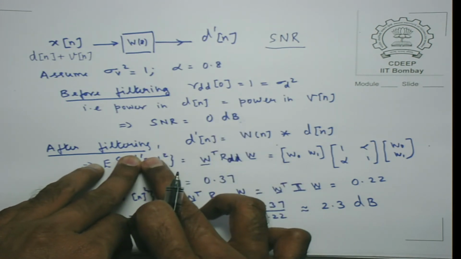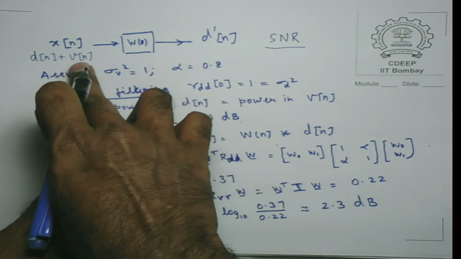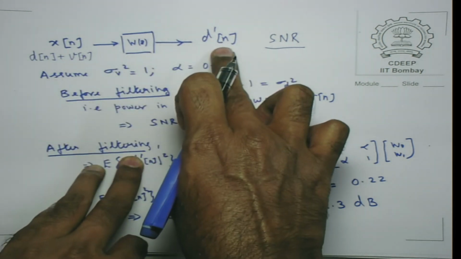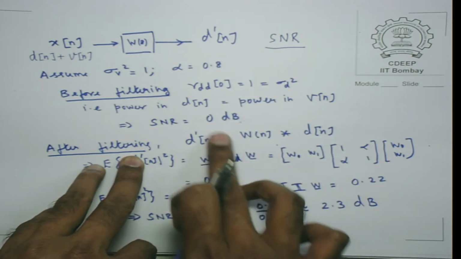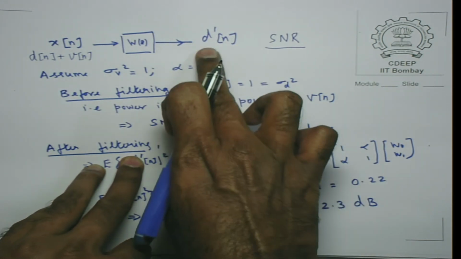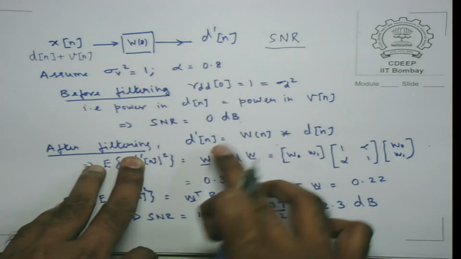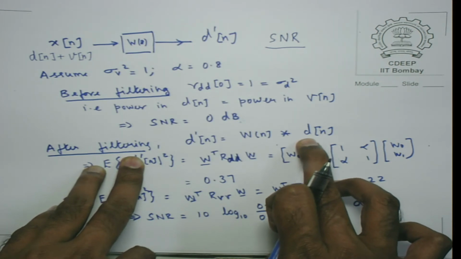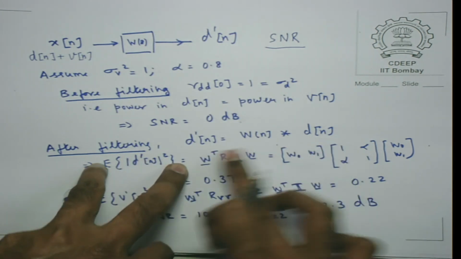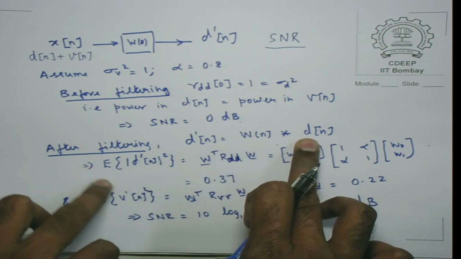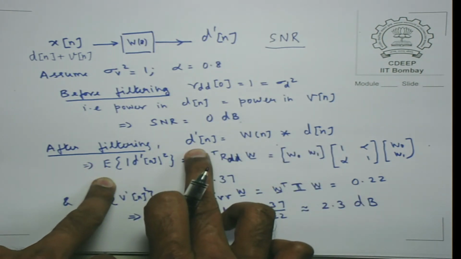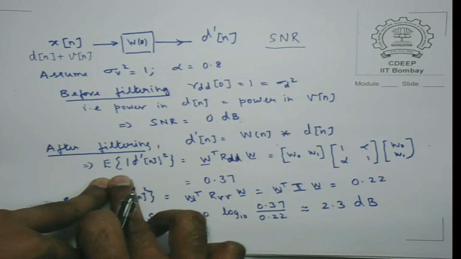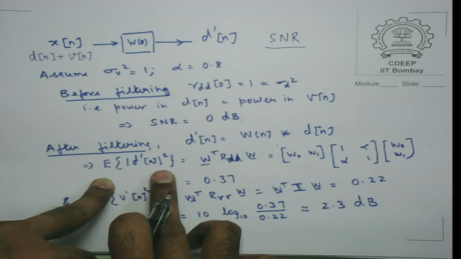Recall when we discussed random processes, you could think of this as a filter acting on a random process, and you have a desired signal. You can then relate this d dash, which is the output of this filter, as a convolution of w of n with the input signal. So, to estimate the output power, sigma d dash squared, it is the mean of the square of d dash of n.